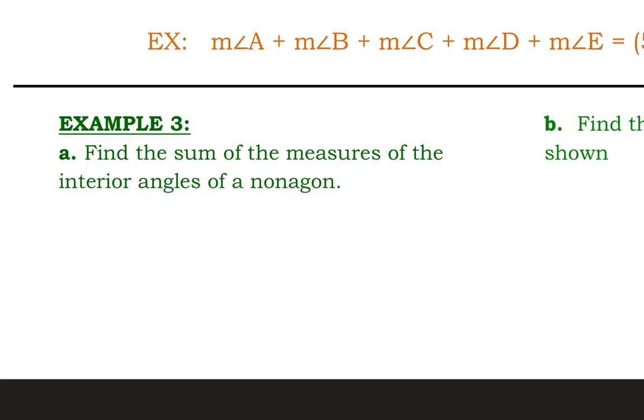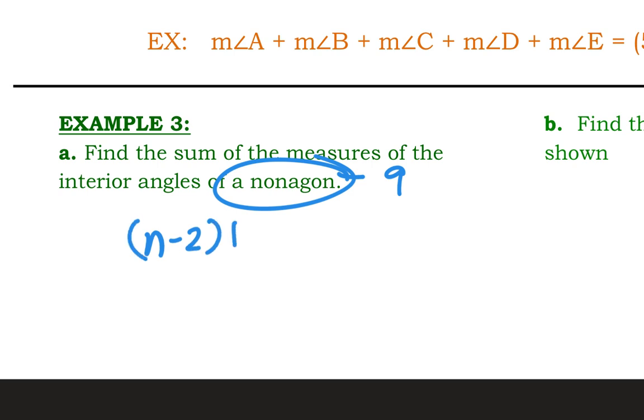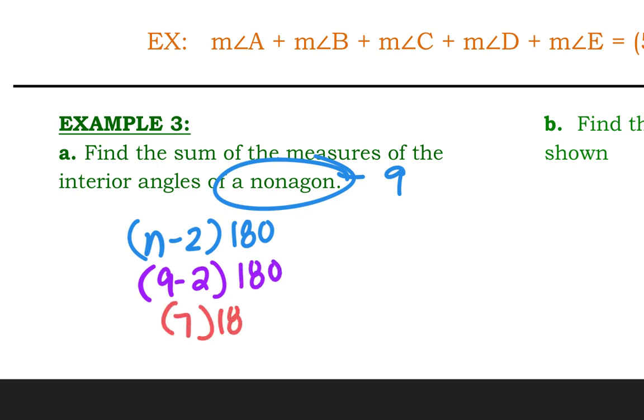So for the first example, it says find the sum of the measures of the interior angles of a nonagon. If you had a guess, how many sides does a nonagon have? 9. Good. So nonagon means 9, so you have to know what the vocabulary word is. And then you just write out the formula, and we plug in. So 9 minus 2, 7, and then 7 times 180. What would that total be? 1,260 degrees. That's it.